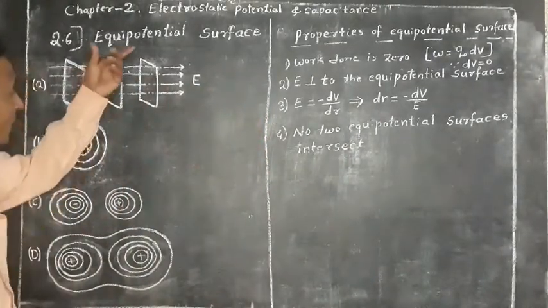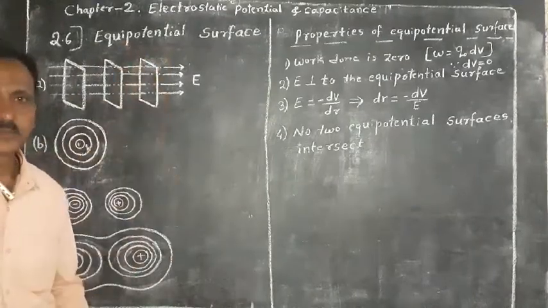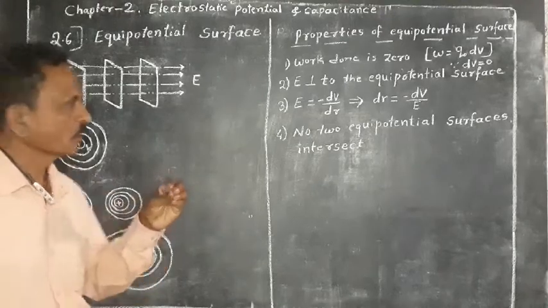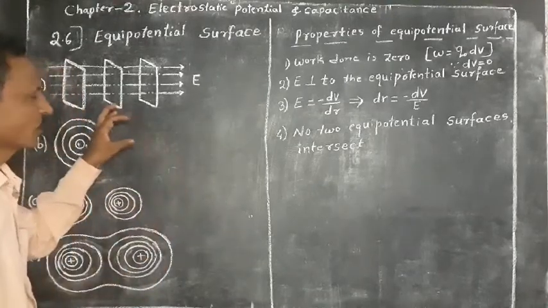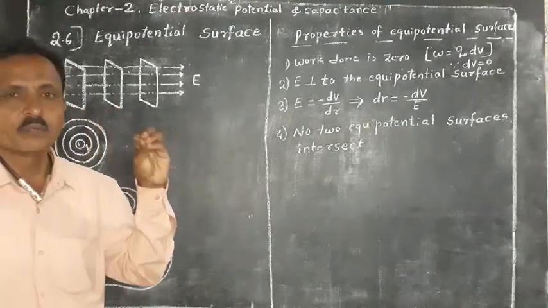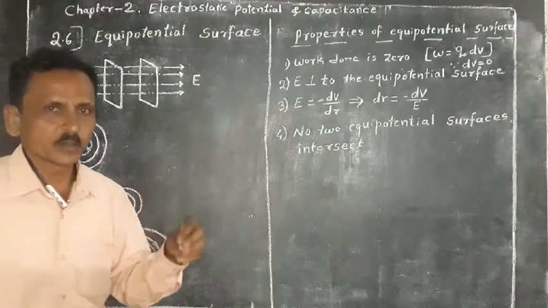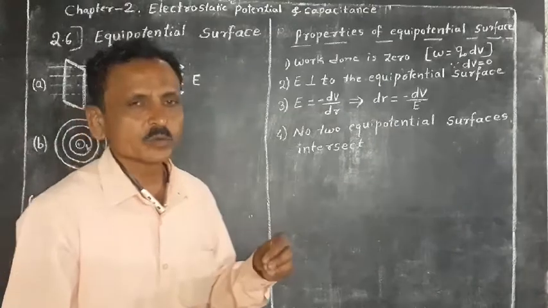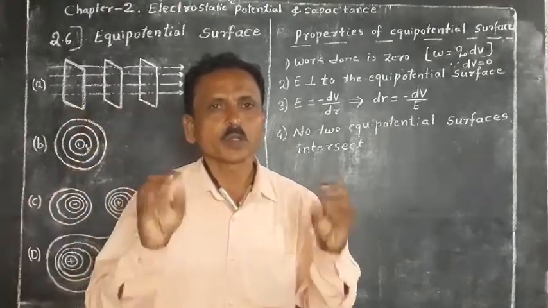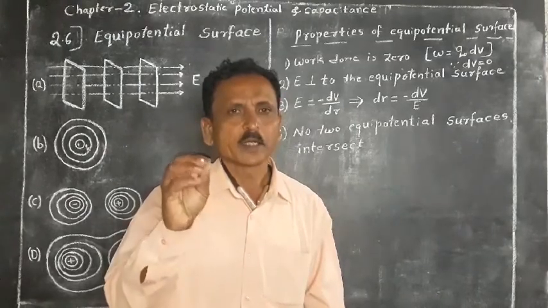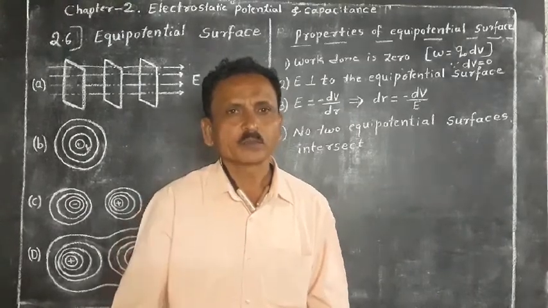And the equipotential surface gives the usual picture of the electric field direction and magnitude. Equipotential surfaces give the usual picture of the magnitude and direction of the electric field.